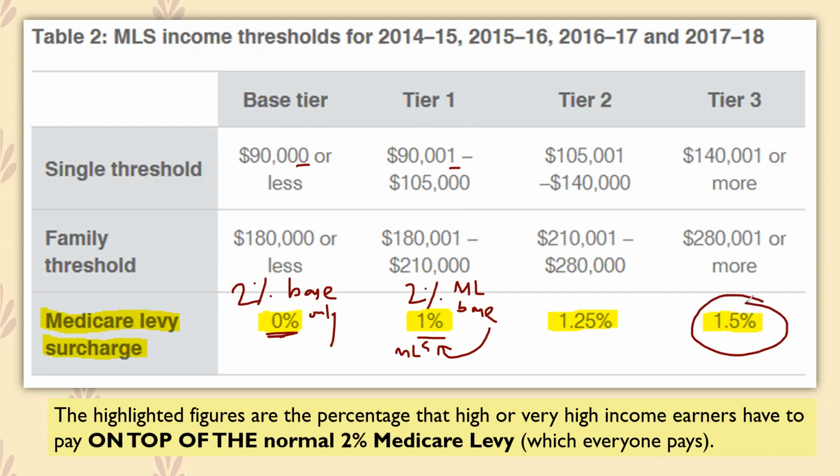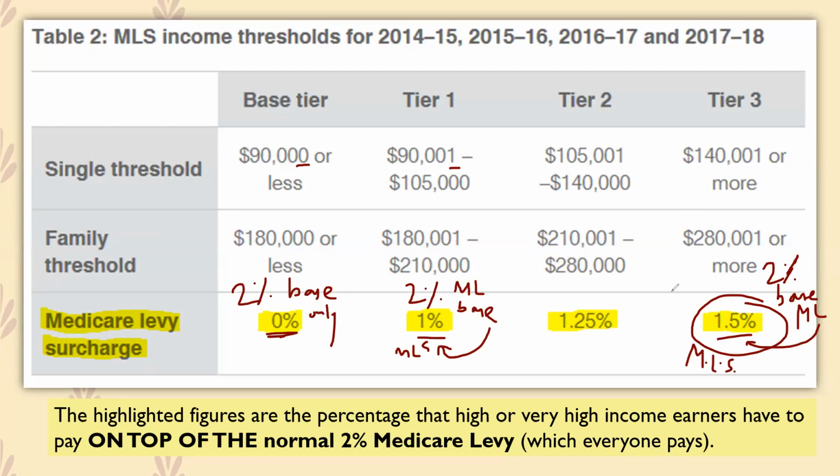You can see the highest that the government can charge you extra on top of the 2% Medicare levy base is 1.5%. They can't charge you like an extra 3% or 4% there. That's not fair and that's not right. So if you earn over $140,000 as a single person or $280,000 or more as a family, the government will charge you the 2% base Medicare levy, which is what everyone pays. On top of that, they will also charge you a 1.5% Medicare levy surcharge. Okay, so that's the basic idea.